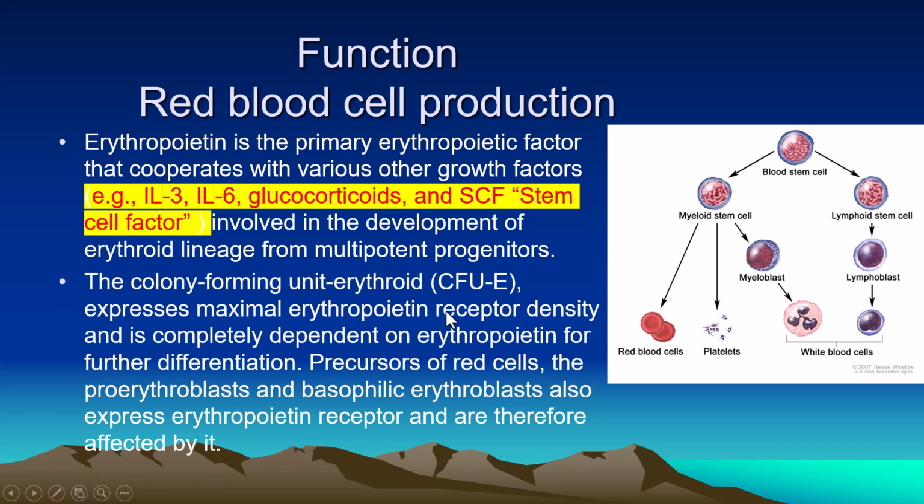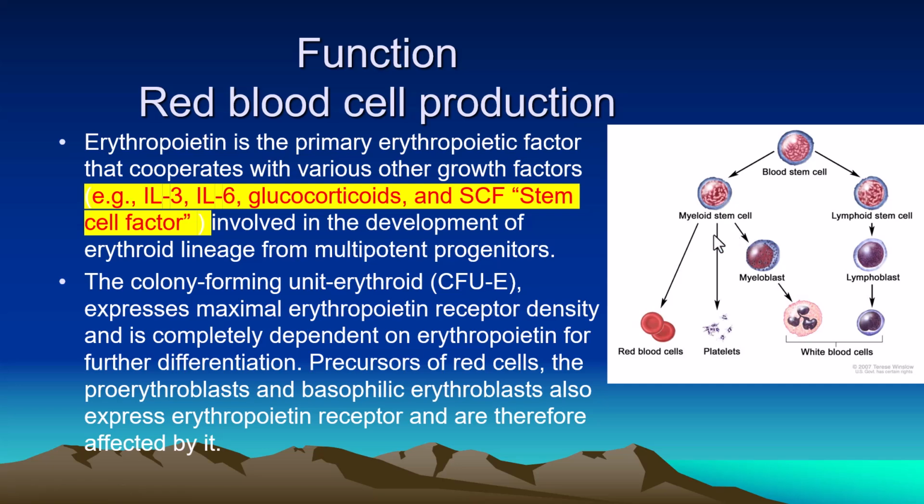The colony forming unit erythroid expresses maximum erythropoietin receptor density and is completely dependent on erythropoietin for further differentiation. Here, these cells which are responsible for the production of red blood cells have a receptor on their cell membrane, and when erythropoietin is attached to that cell membrane, it causes production of red blood cells and differentiation of the cells which are responsible for the production of red blood cells, their progenitor cells, like pro-erythroblasts and basophilic erythroblasts.